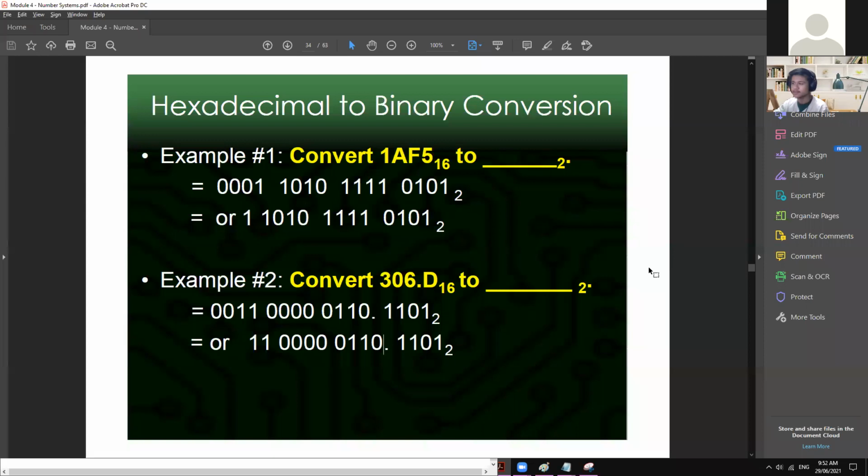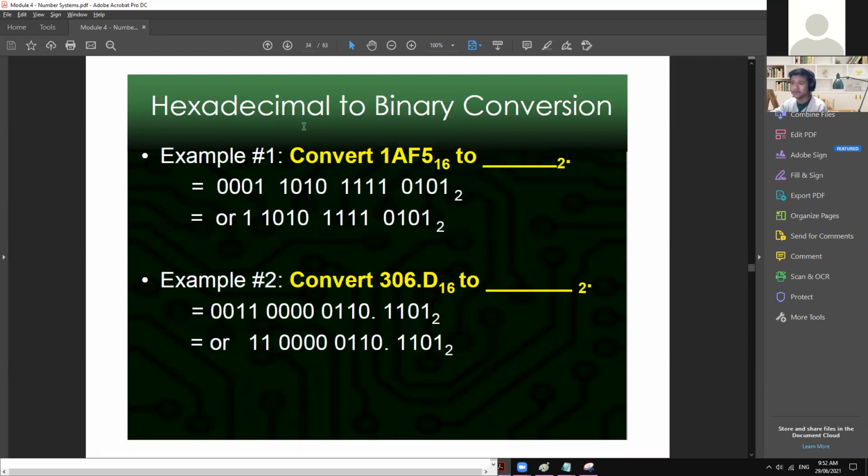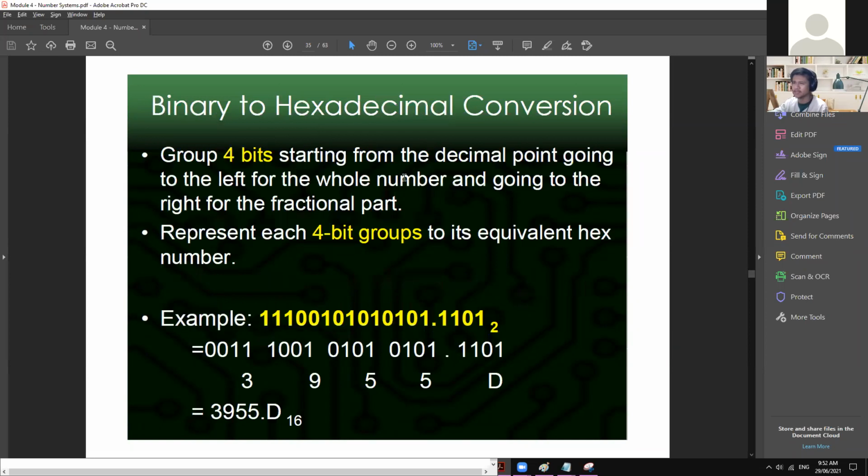All right, so great. More and more are now able to understand this topic. But what about binary to hexadecimal? If you can do hexadecimal to binary, of course you can do the other way around. So binary to hexadecimal. Still, you have to group this binary into 4-bit groups to avoid confusion.